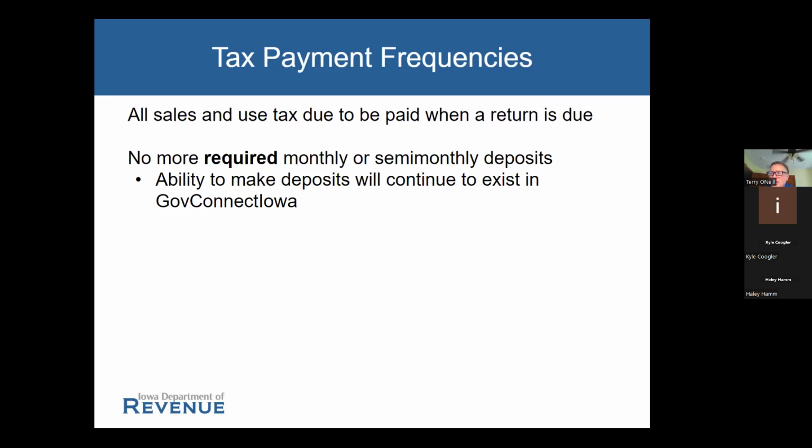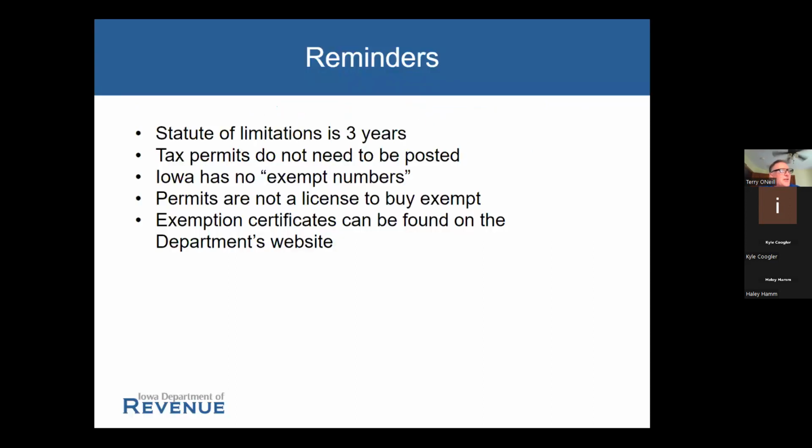One thing on here though, if you did want to make an additional payment, you can do that in GovConnect Iowa. You can log into GovConnect Iowa and you can make a payment. That will allow you to remit some tax to the department maybe more frequently. However, you will still file as per your filing frequency with the department, again, monthly or annually, unless you happen to be one of those seasonal filers, then you'll only file for certain months out of the year. So again, some things just to keep in mind.